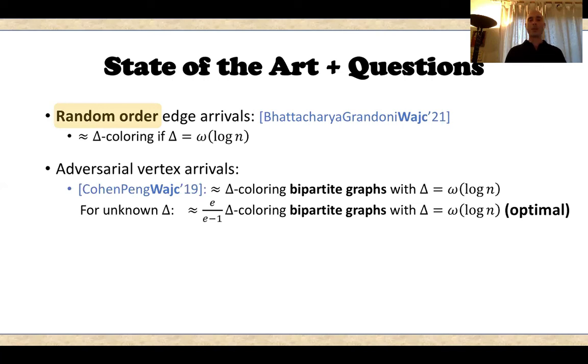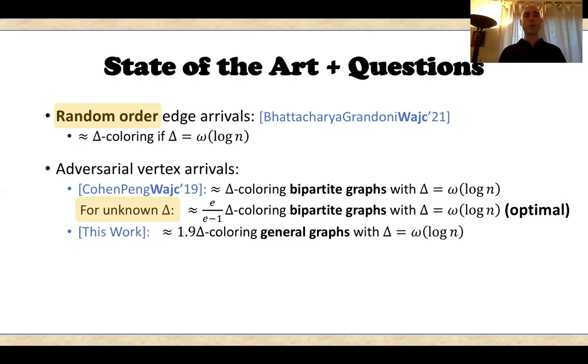For adversarial vertex arrivals, as I'd mentioned before, in Fox 19, we gave a roughly delta coloring algorithm for graphs with known superlogarithmic max degree. And for unknown delta, we show that the optimal bound is roughly e over e minus 1 times delta colors. And I should point out that this is the only work that also studied the problem with unknown delta. So all the other algorithms for this problem assume knowledge of delta, which I'll remind you is essentially the optimum value. Now for online algorithms, we're very often curious about the strictest possible model where we know nothing about the future. So it would be interesting to revisit the stricter unknown delta setting for all these problems.